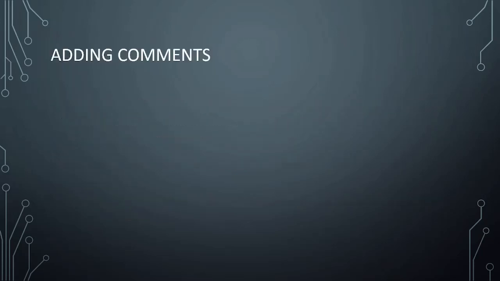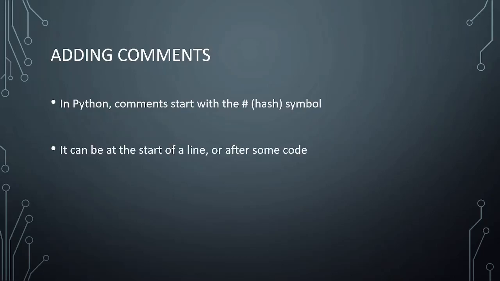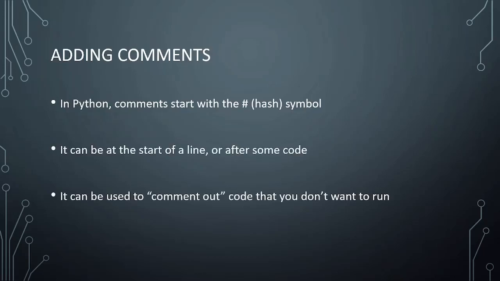Now, adding comments in Python is quite simple. All you have to do is make sure that there is a hash symbol at the start of your comment. Now, your comment can be at the start of a line, or it can be after you've done some code. And you can also use comments as a debug tool to comment out code that used to be there to see how the program changes, or if you're trying to update the code to do something slightly different. Let's switch over to PyCharm now, and we can put in some comments into our code.